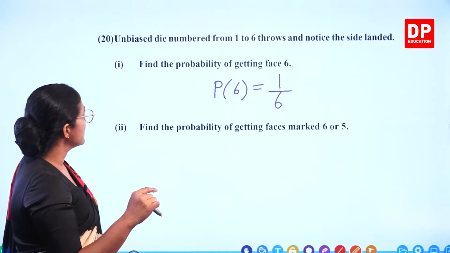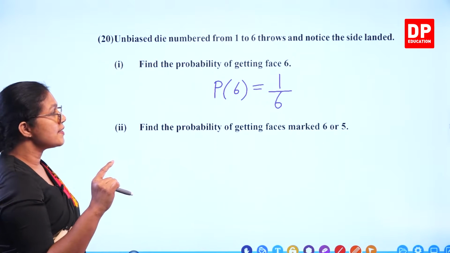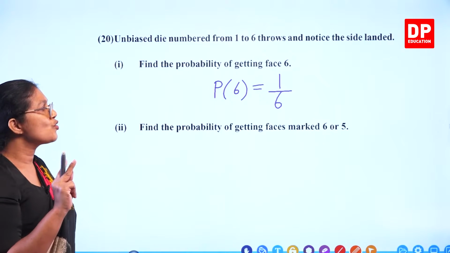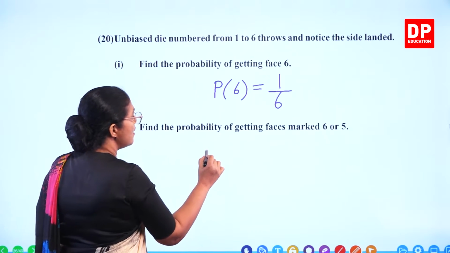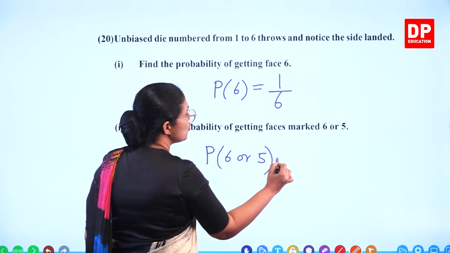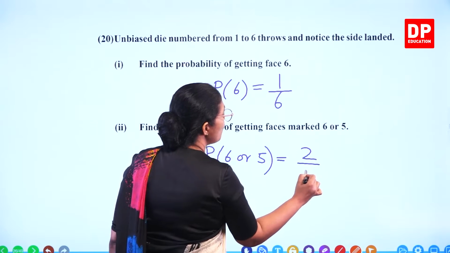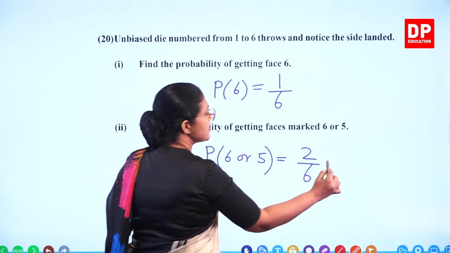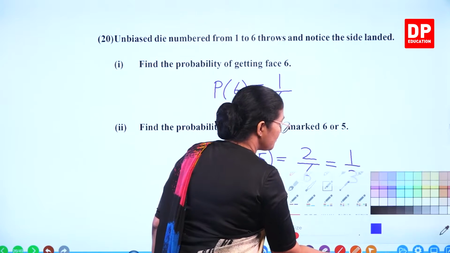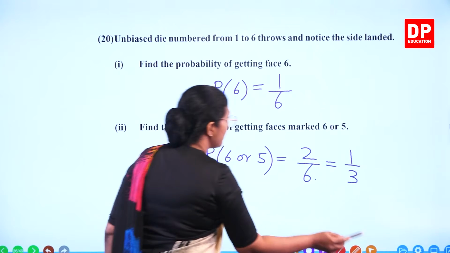So 1 over 6. Find the probability of getting faces marked 6 or 5. Either 6 or 5. That means 2 possibilities are there. 6 or 5. There are 2 possibilities out of 6. You can simplify and write 1/3. So you get 1 mark each.